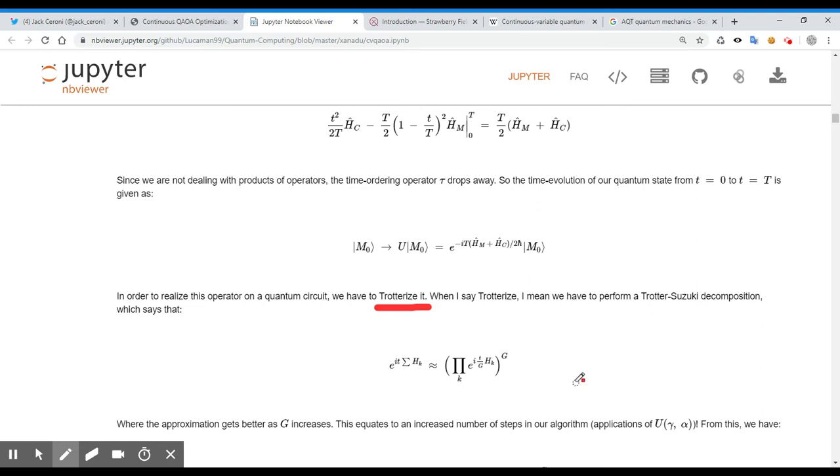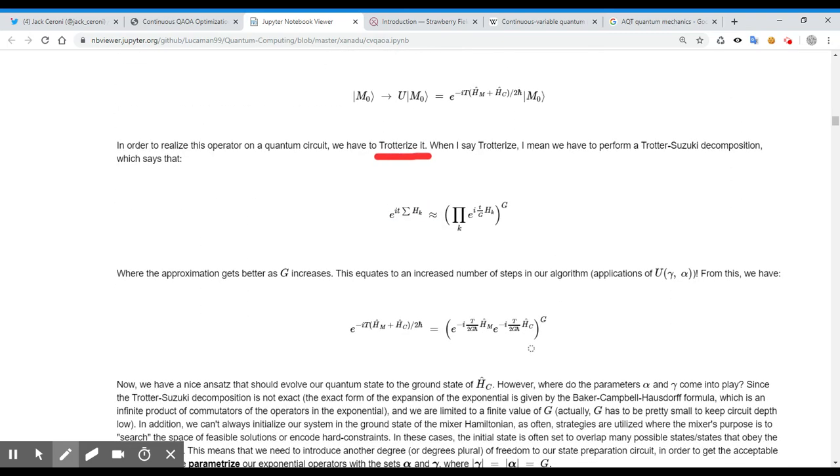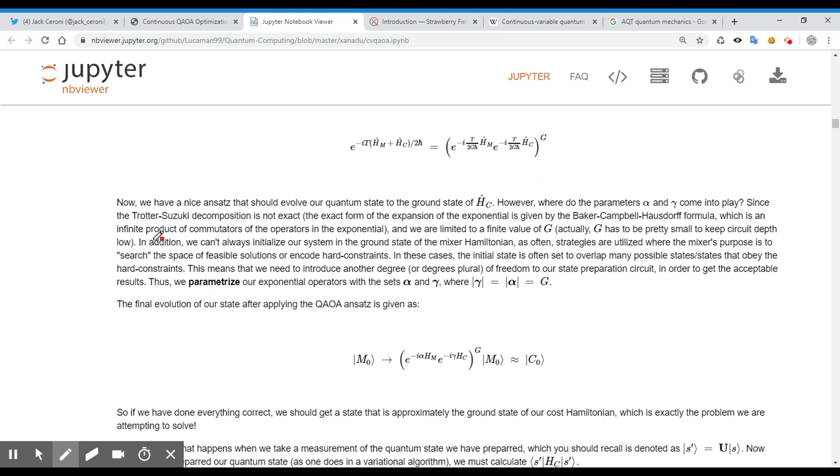Which says that, where the approximation gets better as g increases. This equates to an increased number of steps in our algorithm, the applications of the parameterized unitary. From this we have. Oh man, that is heavy. Now we have a nice ansatz that should evolve our quantum state to the ground state of HC. However, where do the parameters alpha and beta come into play? Since the Trotter-Suzuki decomposition is not exact.